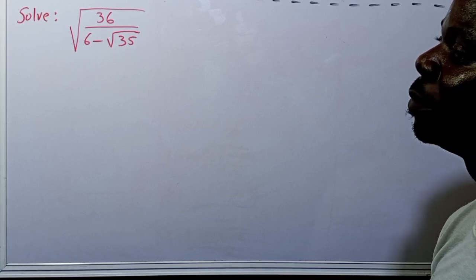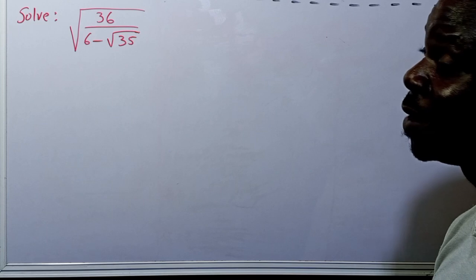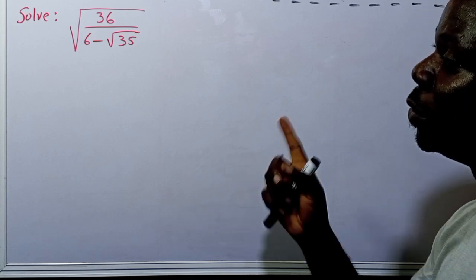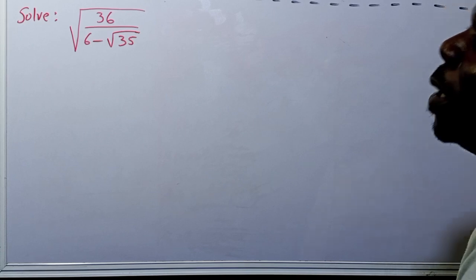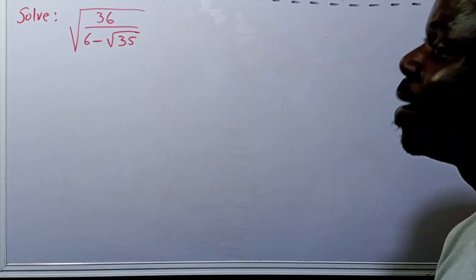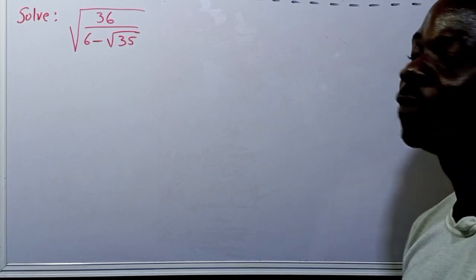Pause the video, solve this question in under 10 seconds and without a calculator. Drop your answer in the comment section. Now here is the Jennings trick: square root 36 over 6 minus square root 35.